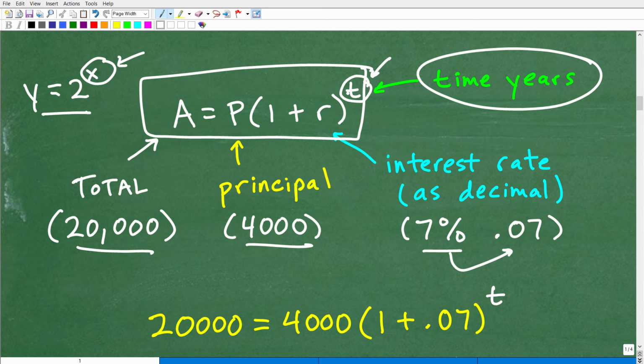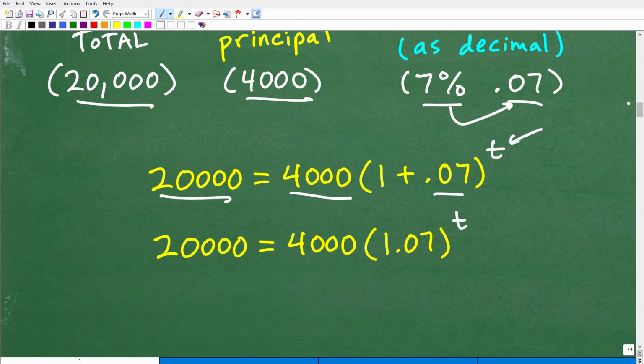All right, so let's go ahead and plug this all into our formula, and you can see we have 20,000 here for our A, 4,000 for our P, parentheses 1 plus 0.07 because R is going to be as a decimal. Okay, 7% as a decimal is 0.07, and then we're looking for T, so we're just going to write a T there. So now we need to solve this equation for T. All right, so let's go ahead and start working on that right now. What's the first thing we need to do? Well, we've got to add this up. Parentheses first, 1 plus 0.07 is going to be 1.07. So we have 20,000 equals 4,000 times 1.07 to the T power.